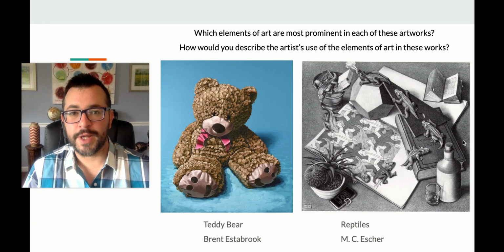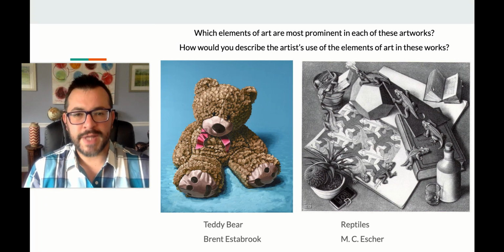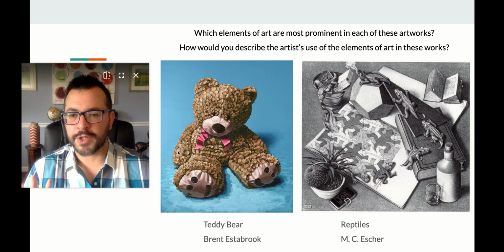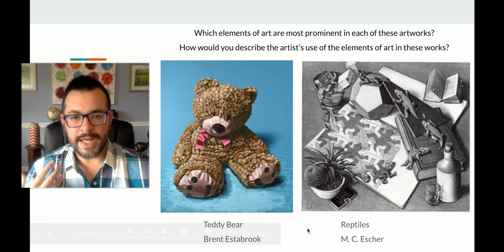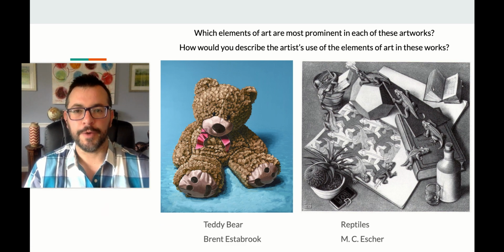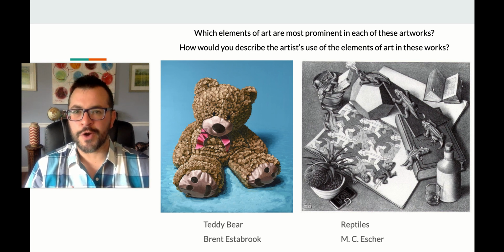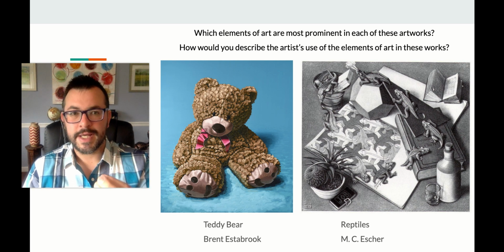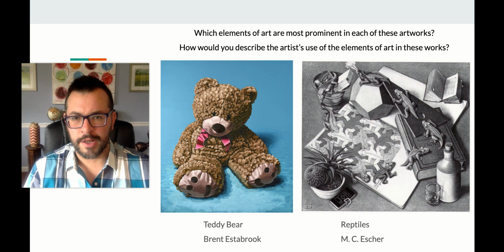So to practice doing that, here's what I'd like you to do in your sketchbook. Take a look at these two artworks. The first one on the left is called Teddy Bear by artist Brent Estabrook. And the one on the right is a drawing called Reptiles by M.C. Escher. Now, think about two questions about both of these artworks. Which elements of art do you think are the most prominent in each of the artworks? And how would you describe their use of those elements?